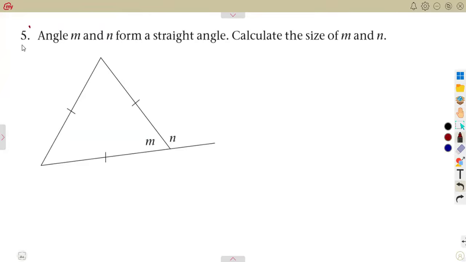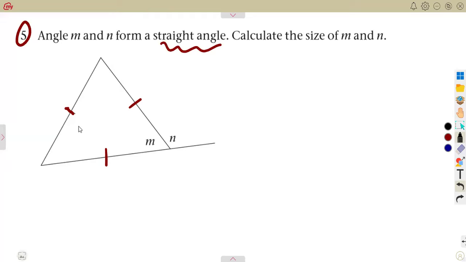All right. Number 5, angle M and N form a straight angle again, which is not important for now. Calculate the size of M and N. Nothing is given. We just have this line and this line. Never take these ones for granted. They indicate that the sides are equal. Remember, I talked about that in the introduction.